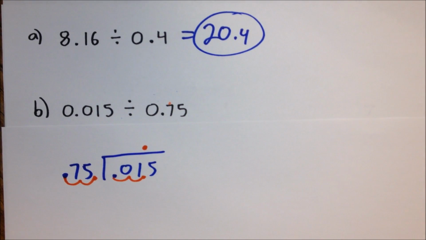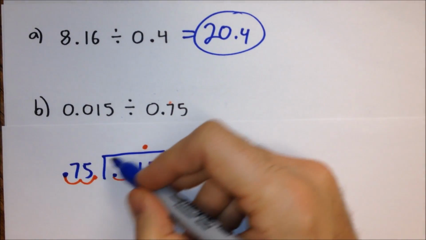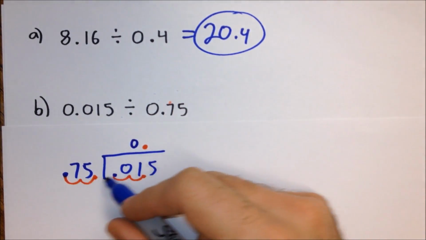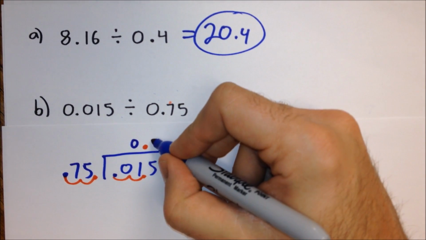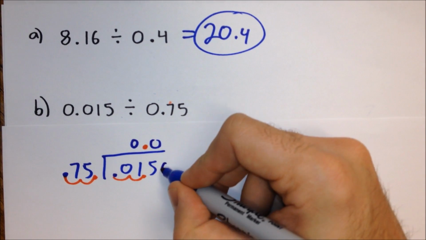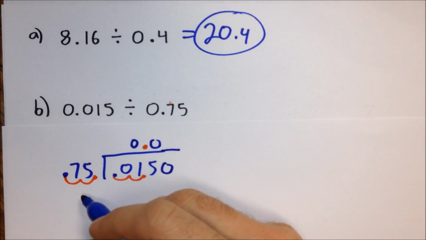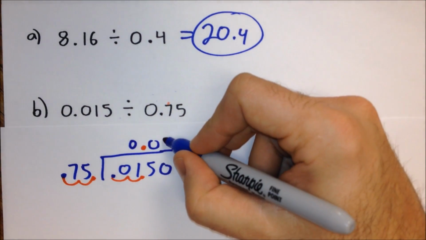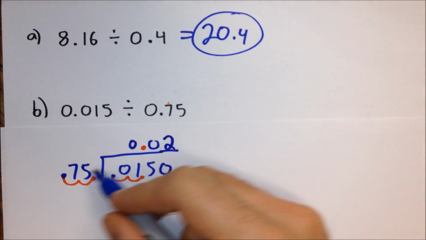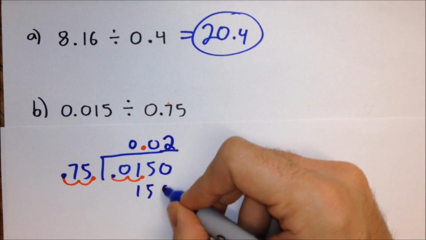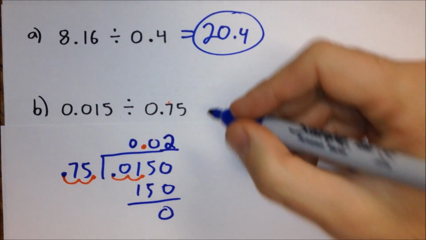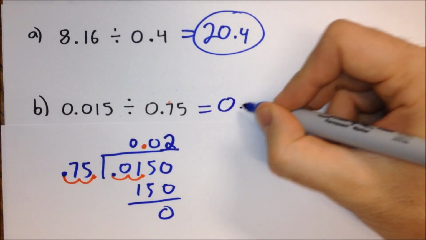Now, as I look through, I realize that, well, 75 doesn't go into 0 or 1. 75 doesn't even go into 15. So I need to add another 0 on here. 75 does go into 150. It goes into 150 2 times. So 2 times 75 is 150, and so I get a remainder of 0. So it looks like my answer for this problem is 0.02.